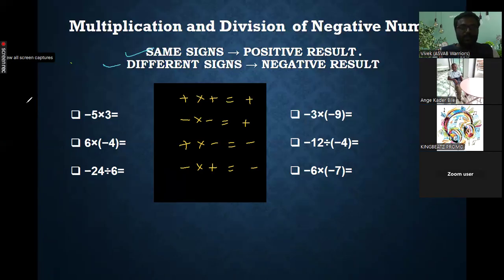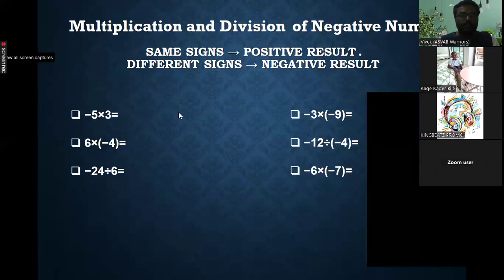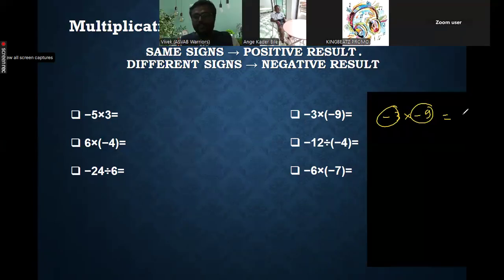So let me try solving the first 3 questions for you, and then you guys can solve the other three on your own. So negative 3 times negative 9. These are two negative numbers, so same signs. The answer is going to be positive. So 3 times 9 is 27.